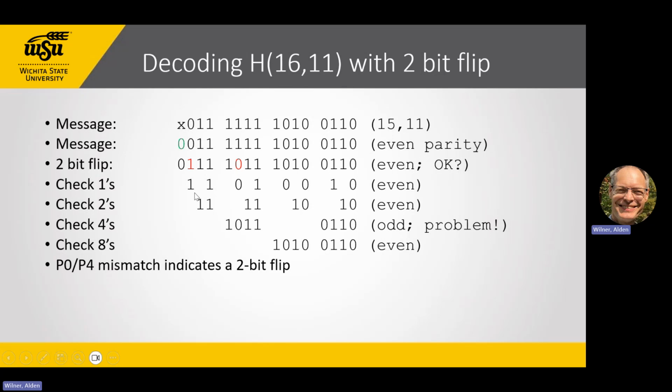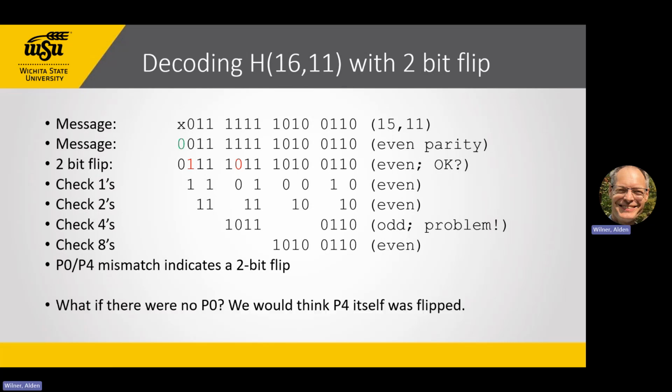So if there's any error in the individual check bits and no error indicated in the overall parity, that tells me we had a double bit flip and we're uncorrectable. Your computer running that old memory with a SEC-DED code in it will actually throw a double bit error, and your program will crash and you'll have to restart it. And you should probably go out and buy a new memory chip, right? What if there were no P0? We would think P4 itself was flipped.